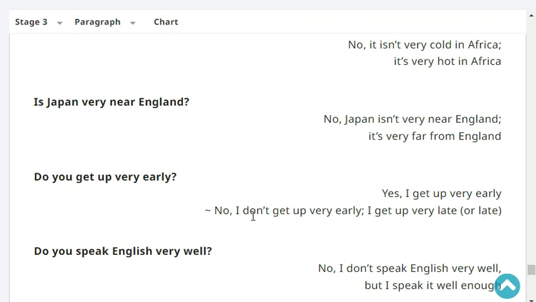No, Japan isn't very near England. It's very far from England. Very good.